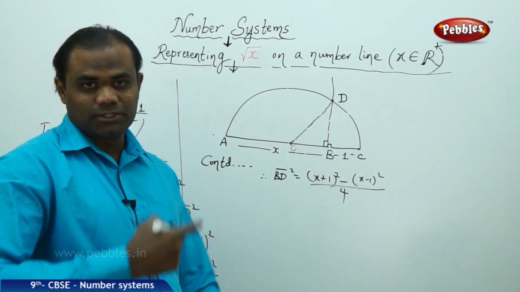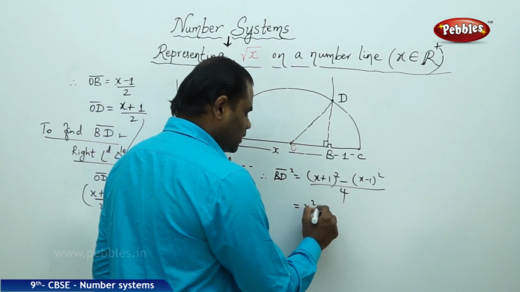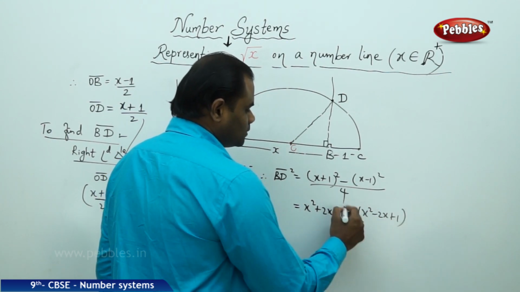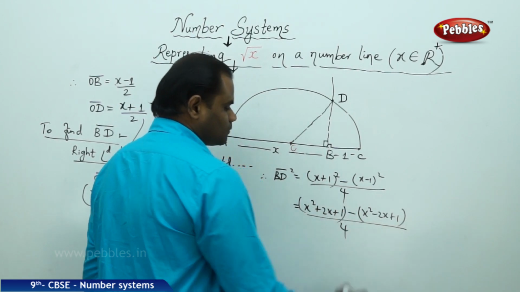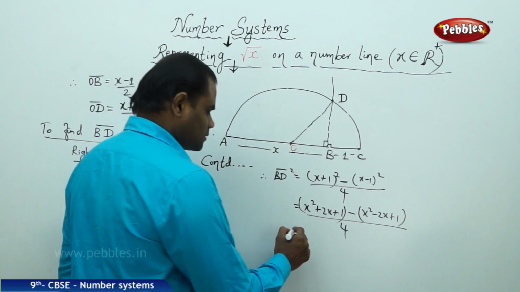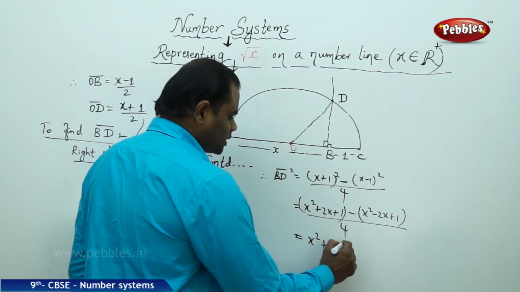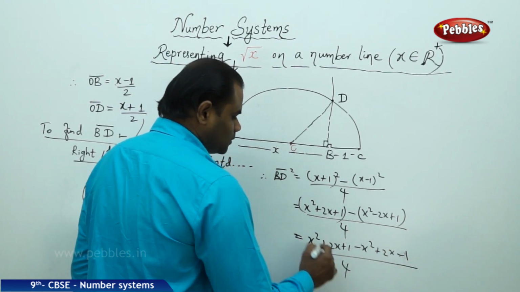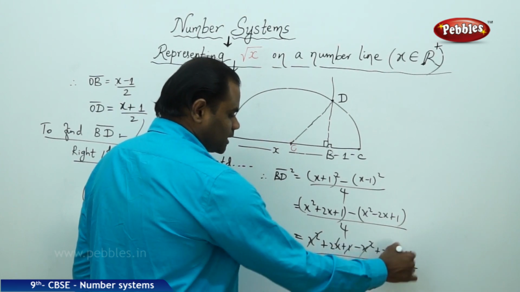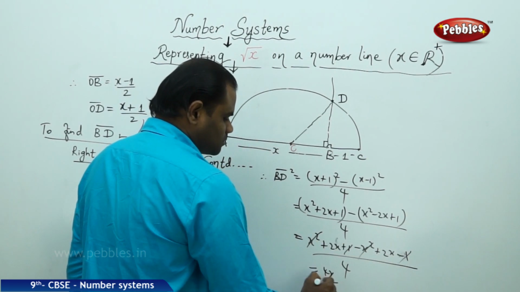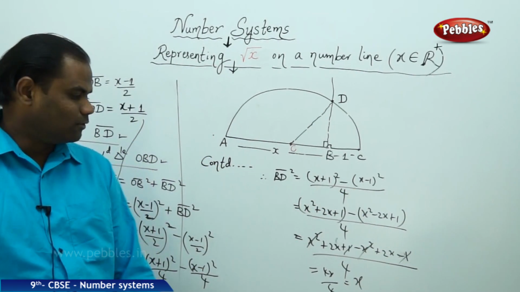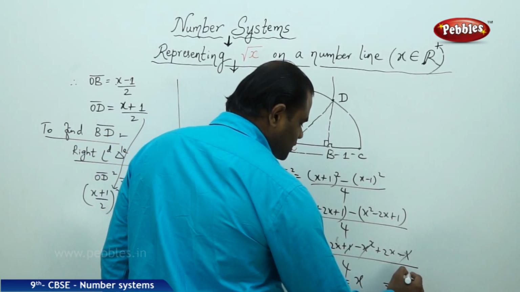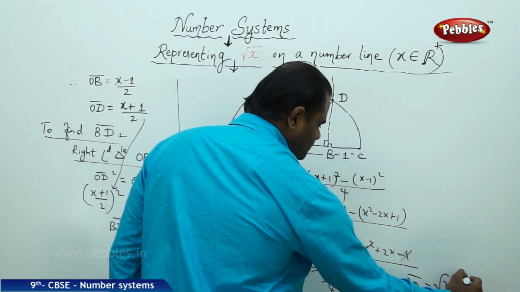Which on further simplification, using a square plus 2ab plus b square minus a square minus 2ab plus b square, gives x square plus 2x plus 1 minus x square plus 2x minus 1 whole by 4. This gets cancelled and 1 gets cancelled, and we have 4x by 4, which is x. Therefore, my BD square is x, which implies the length BD is root x units.